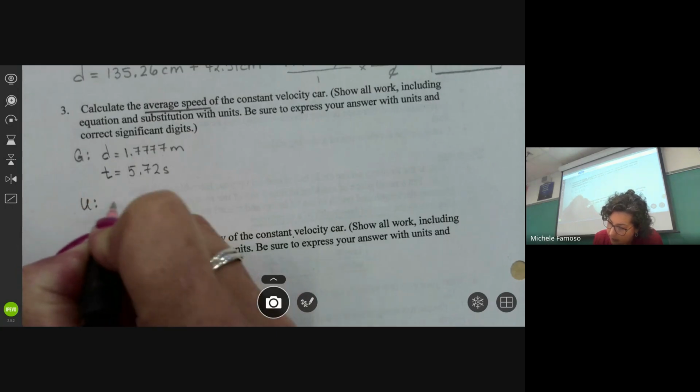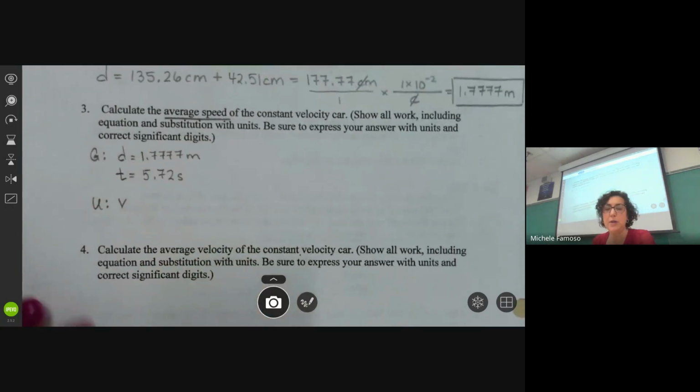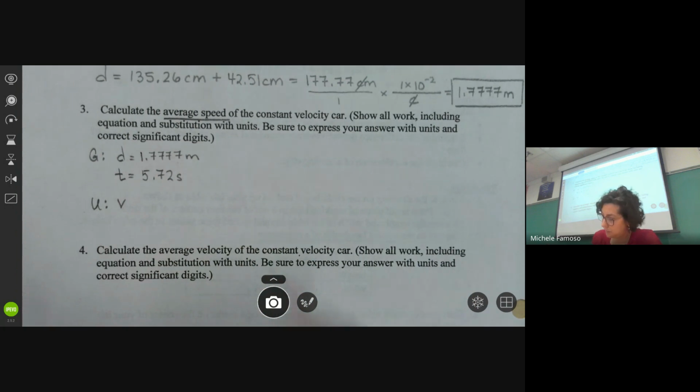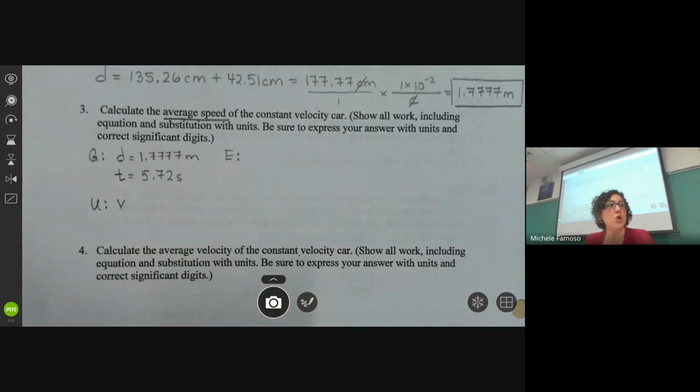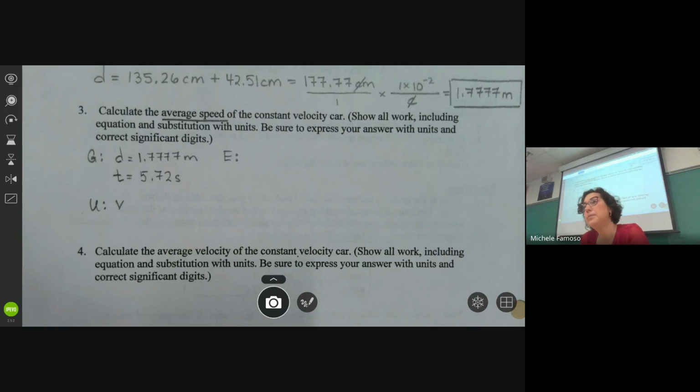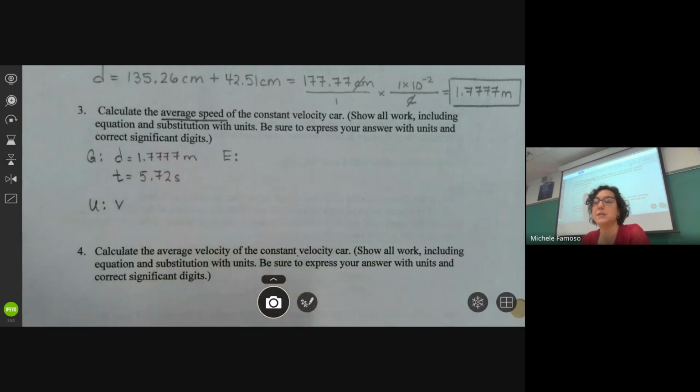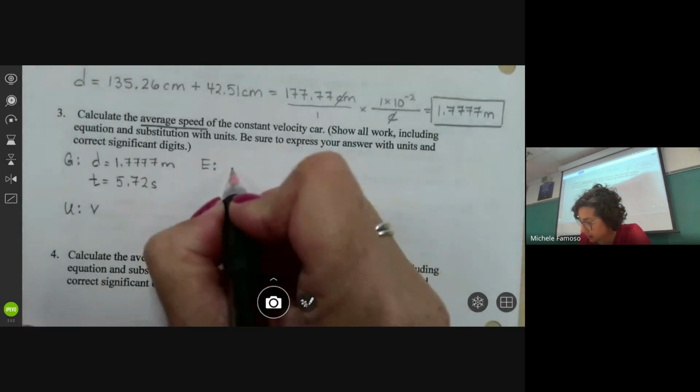Now, speed, remember, is V without the arrow. That's our unknown. What is the equation that we should be writing to help us calculate the speed? And we just copy this off the reference table. What's that equation? Logan, can you tell me? How do we find speed if I know distance and time? Excellent.